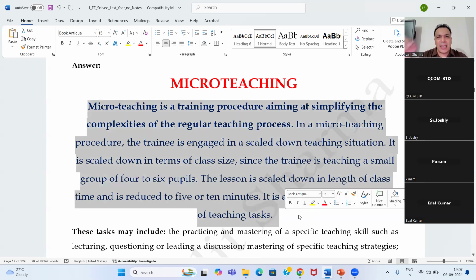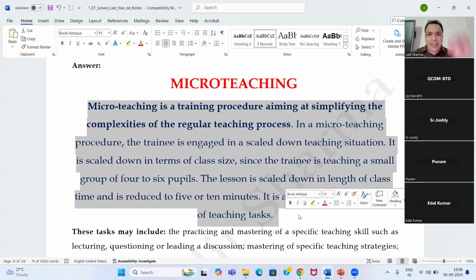Right? Instead of training the student for 30 or 35 minutes, we train the B.Ed trainee in one skill only. The time duration is 5 minutes. There are 4 to 6 people, and we train the B.Ed trainee in one particular skill, and we do this process again and again until he gets mastery. Then we go for the second skill, third skill, and so on. Right? So that is called micro teaching.